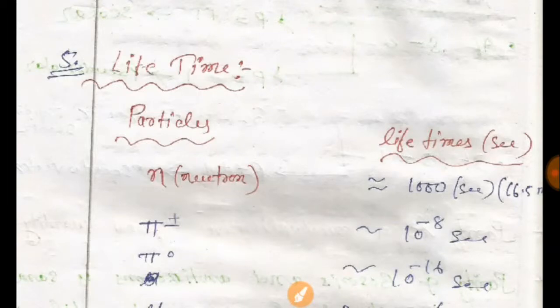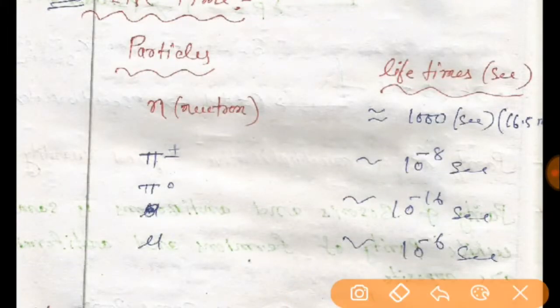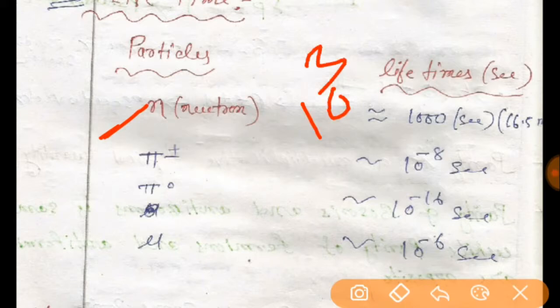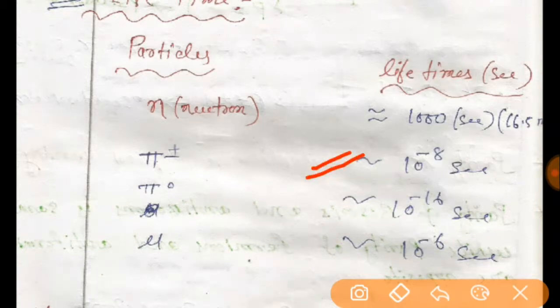Another parameter is lifetime. The lifetime of elementary particles: for the neutron, it is about 10 raised to the 3 seconds. For pions, positive and negative, it is 10 raised to the minus 8 seconds, and for pi naught it is 10 raised to the minus 16 seconds. For the muon it is 10 raised to the minus 6 seconds.